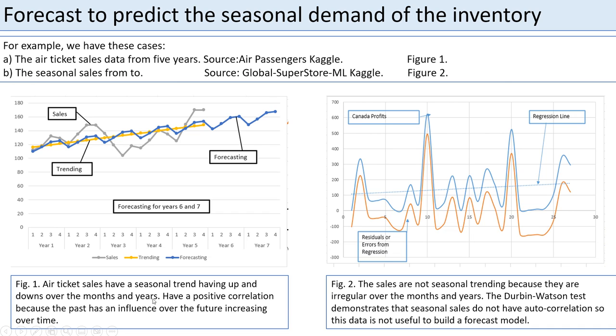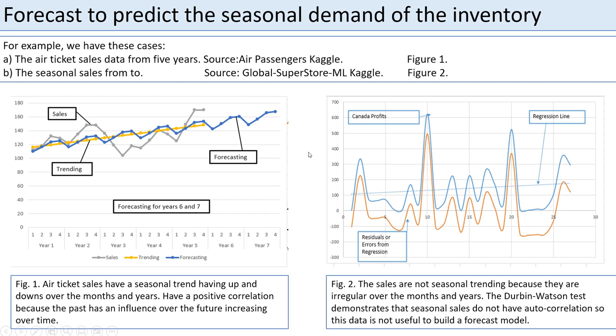We can see that the trending is that after 3, 4, and 5 years, the sales are going up. Okay, so we can see this trending. Remember, it is the gray line.